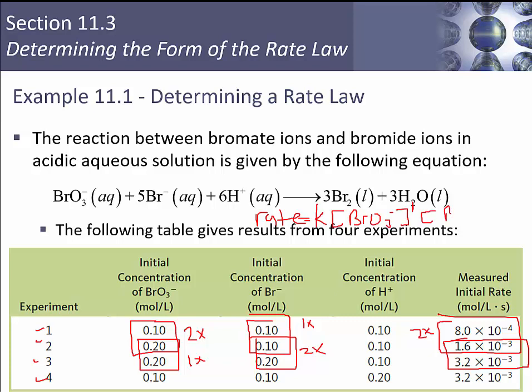And if we look at the Br minus, the bromide, going between here and here, this also doubled. So this is going to be 1st order with respect to bromide. So our overall order is going to be 2nd, but it's going to be 1st order with respect to each of those reactants. If we look at the concentration of H plus in experiments 3 and 4, and we look over here between 3 and 4, there was no change. So for H plus, it's 0th order.